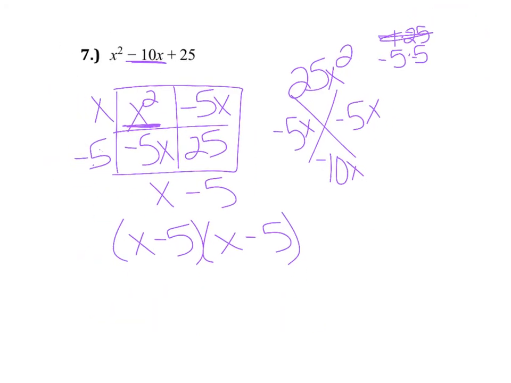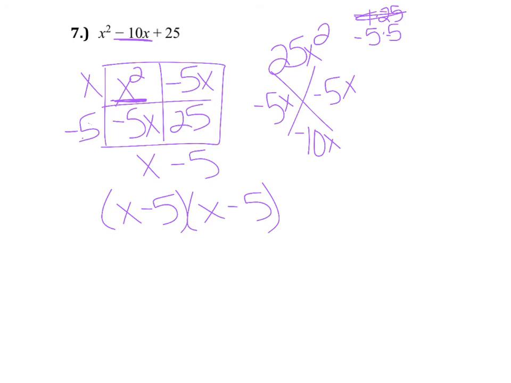Sometimes you may see this also as x minus 5, the whole thing squared. These are saying the same thing. So if you have the same parenthesis 2 times, we can say that that is squared.